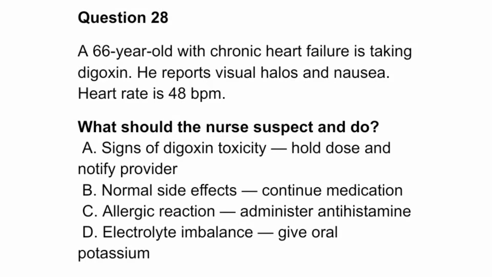Question 28. A 66-year-old with chronic heart failure is taking digoxin. He reports visual halos and nausea. Heart rate is 48 bpm. What should the nurse suspect and do? A. Signs of digoxin toxicity, hold dose and notify provider. B. Normal side effects, continue medication. C. Allergic reaction, administer antihistamine. D. Electrolyte imbalance, give oral potassium.